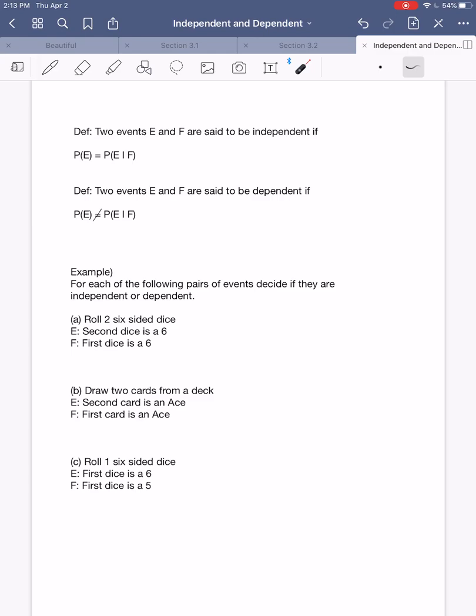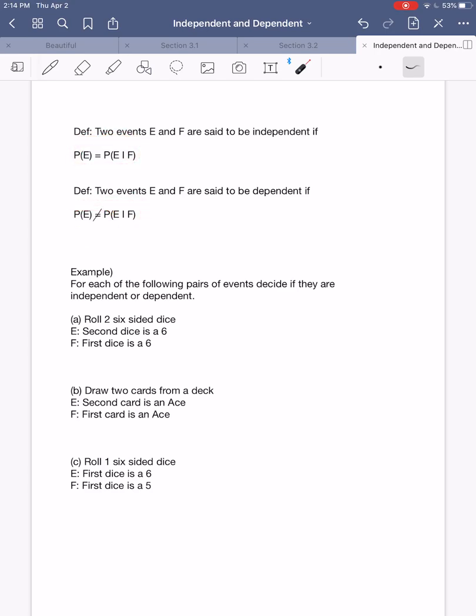Being dependent just means that that extra information really is useful. So two events E and F are said to be dependent if the probability of E is different than the probability of E when you know F is going to happen. So you can see why we're doing these definitions after the last video where we introduced the conditional probability. These definitions here are based on those conditional probabilities.